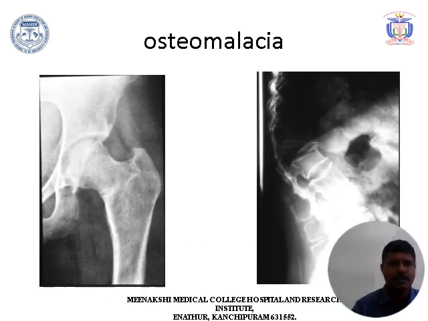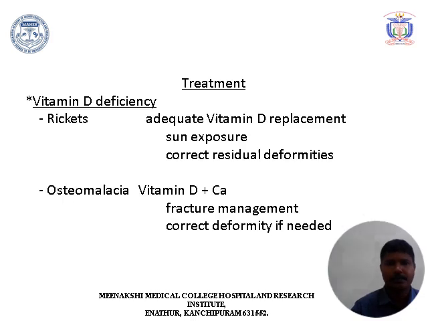So in this X-ray you can see there is a radiolucency in the proximal femur which is called a Looser zone. This is a sign of osteomalacia in adults. Similarly, in the spine, there will be collapse of the vertebra, leading to compression fractures.